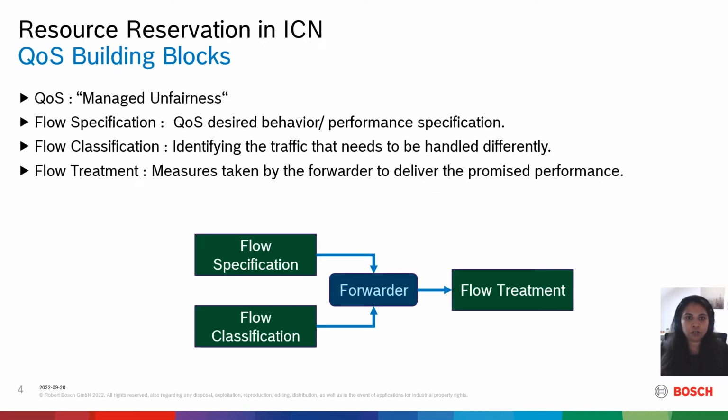Quality of service is often seen as managed unfairness, where the needs of some applications are met by overlooking the needs of others. The three essential components for establishing QoS are flow specification, which defines the requirements or the desired network behavior in handling the flow; classification, which is intended at identifying the right flows that need to be handled differently; and flow treatments, which are the measures taken by the forwarder to deliver the promised performance. In order to provide better than best effort service in ICN, these components need to be defined and designed efficiently.